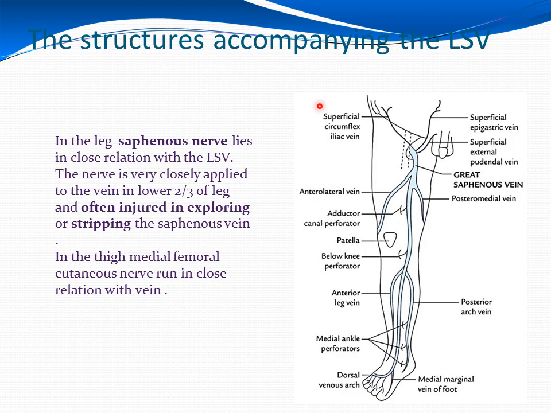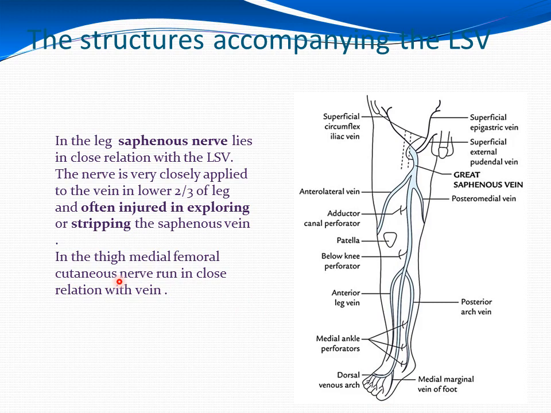Structures accompanying the long saphenous vein: in the leg, the saphenous nerve lies in close relation to the long saphenous vein. The nerve is very closely applied to the vein in the lower 2/3 of the leg and is often injured in exploring or stripping the saphenous vein. So often during surgical procedures the saphenous nerve may get damaged.